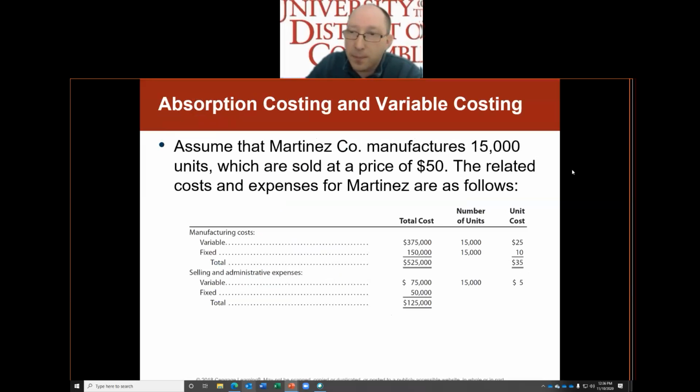Here's an example. In this example, we manufacture 15,000 units, sold at a price of $50 per unit. Our variable cost is $25 per unit. Fixed cost is $10 per unit. That brings us up to $35 total cost.